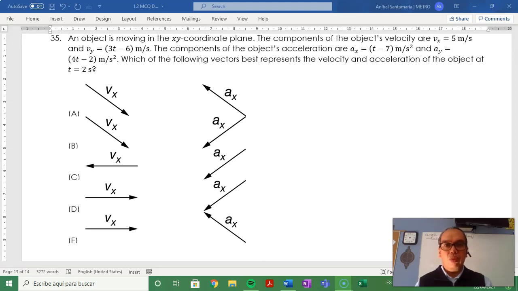Now, if we want to talk about the velocity at time equals 2 seconds, you can see that this is independent of time for x, but in the y direction, that will be 3 times 2 minus 6, which is 0. And so at time equals 2 seconds, the velocity is completely horizontal.